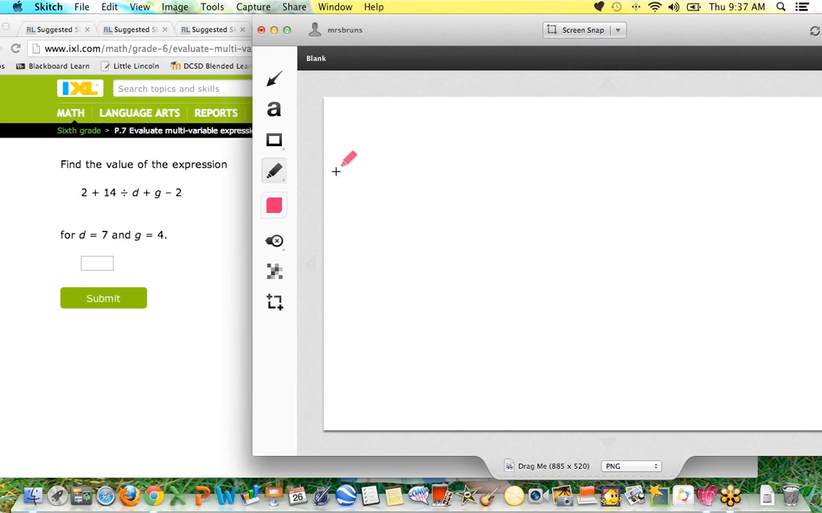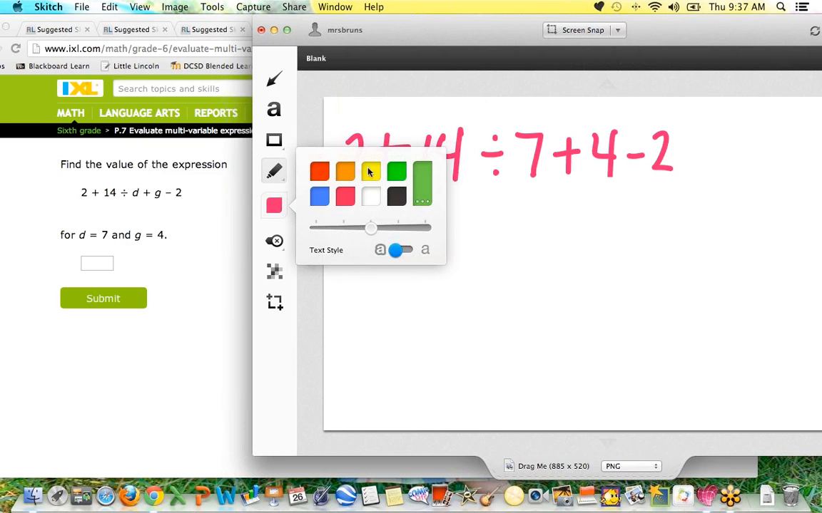All right, here we go. It's going to be in pink. 2 plus 14 divided by, and they told us D equals 7, plus, and they told me G equals 4 minus 2. All right, very good, Tyler.